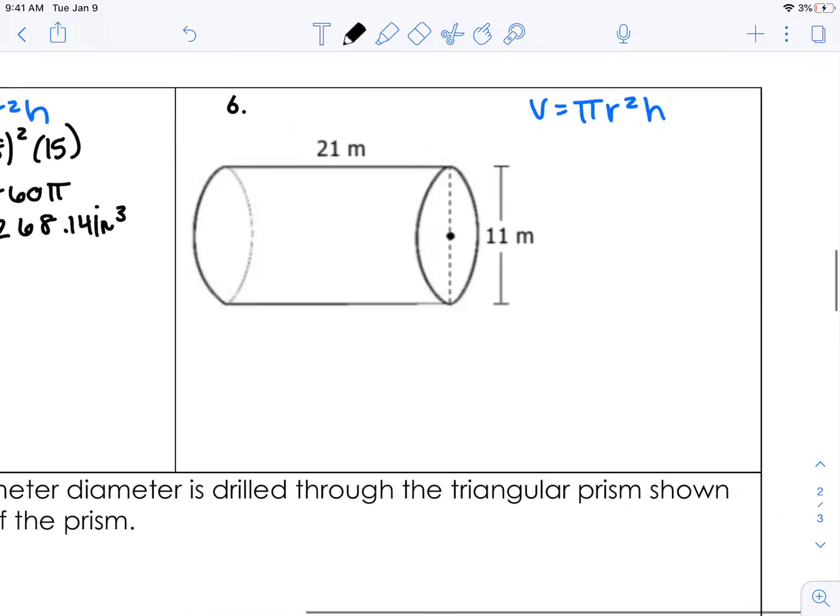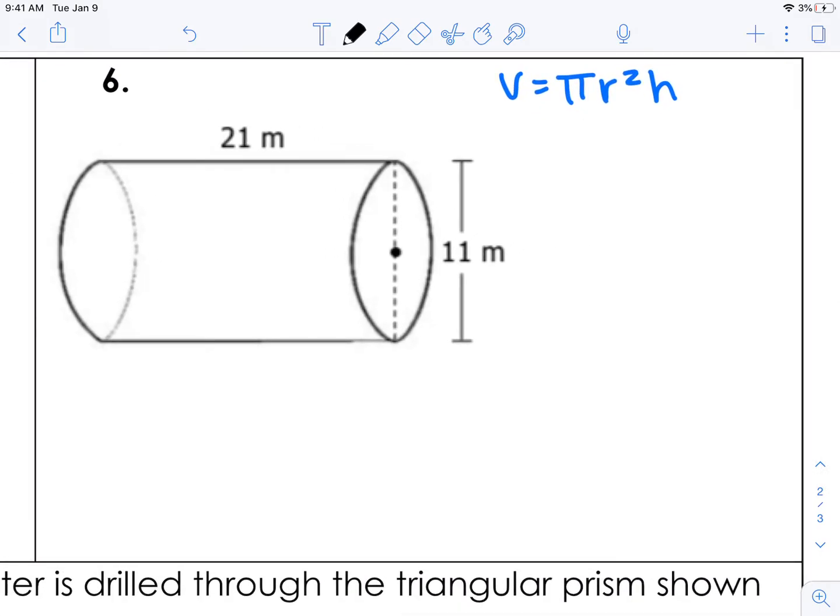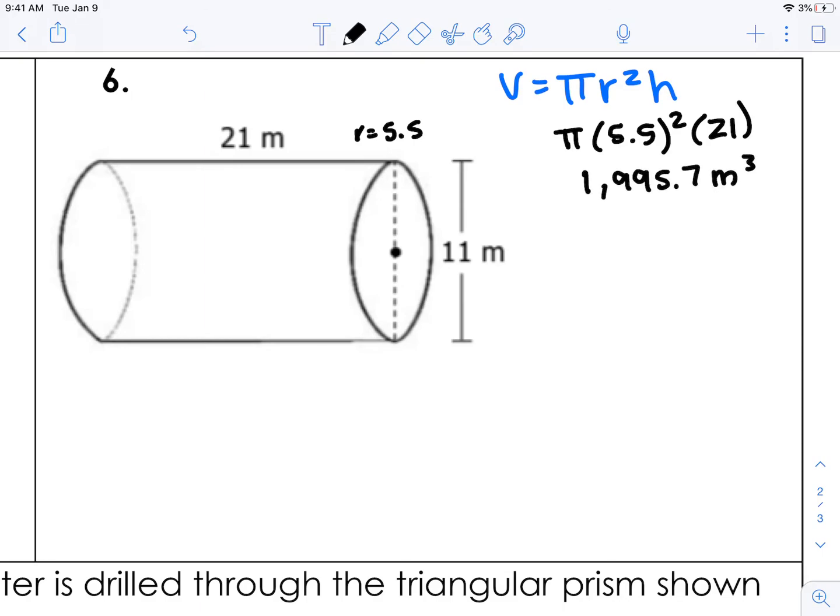Okay, number 6 works pretty much the same way, except they give me the diameter this time, so my radius I know is half of that, which is 5.5. So pi times 5.5 squared times 21. Plug that in, and I get 1,995.7 meters cubed.